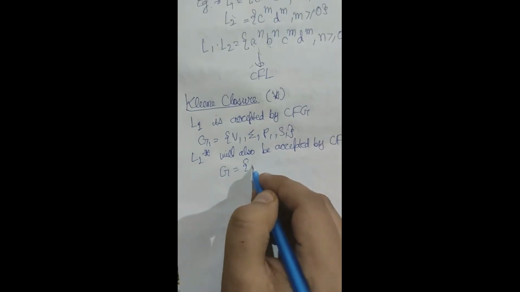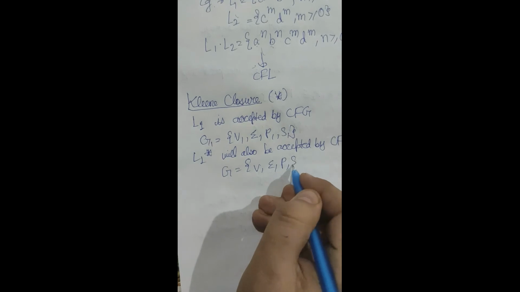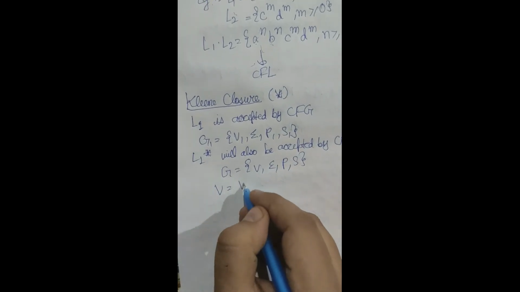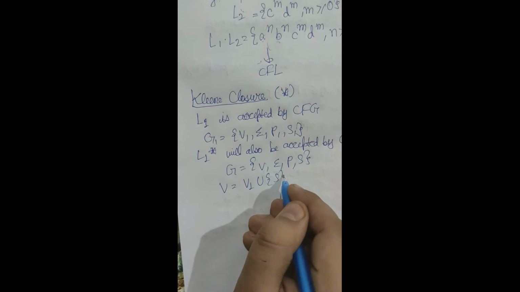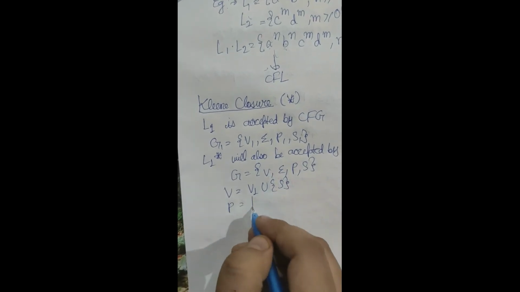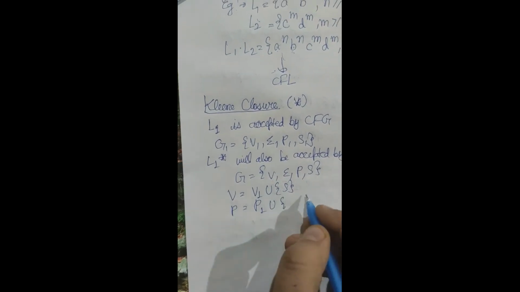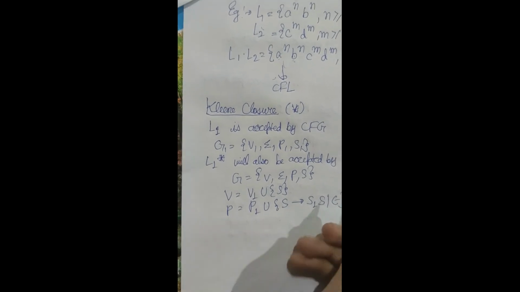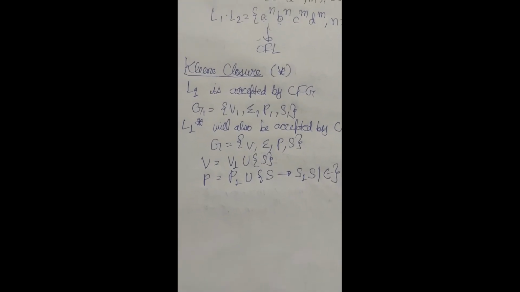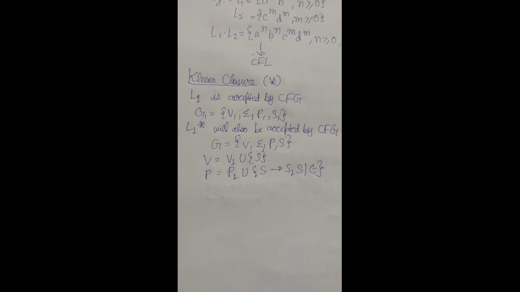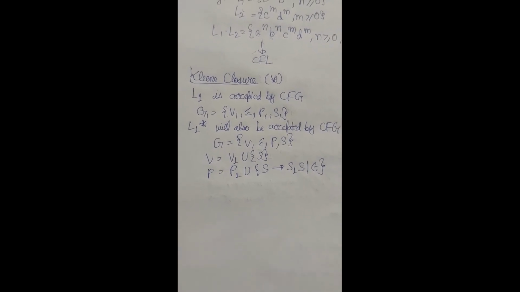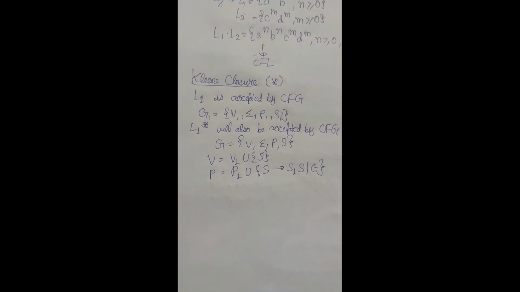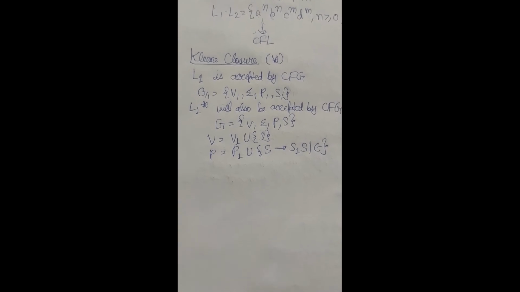G equal to (V, sigma, P, S), where V is V1 union S and P is P1 union S going to S1 S or epsilon. So we can see that for Kleene closure it is also accepted by a context free grammar, hence we can say that context free languages are closed under Kleene closure. So now let us talk about the operations under which context free languages are not closed.